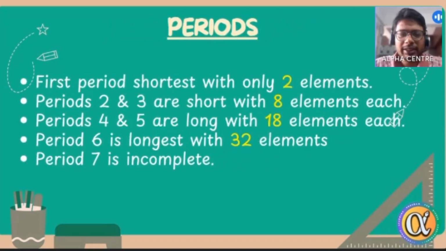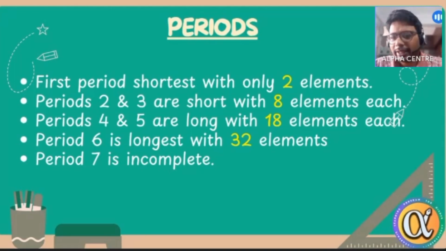So the first period is the shortest, which has 2 elements. The second and third periods have 8 elements. Periods 4 and 5 have 18 elements. 6 and 7 have 32 elements. That's the longest period. The 7th period, sometimes we say it's incomplete because, although there are 32 elements, some of those later elements are synthetically prepared. They don't really exist in nature. That's why we say the 7th period is incomplete.